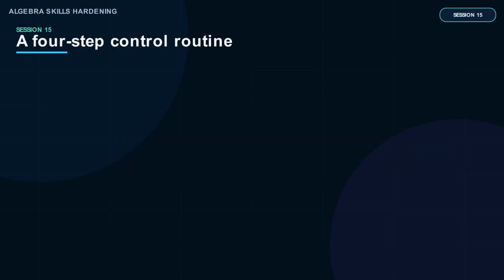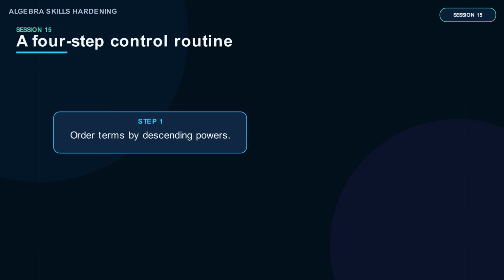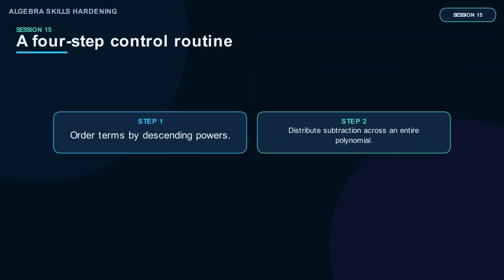Step 1. Order terms by descending powers. Identify the object being changed and the requested result. Step 2. Distribute subtraction across an entire polynomial. Use a separate line so signs, units, and restrictions stay visible.